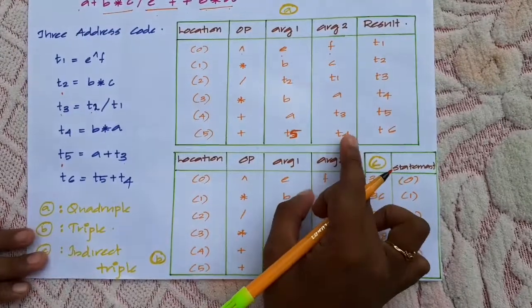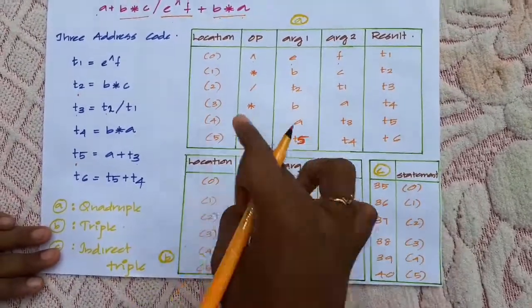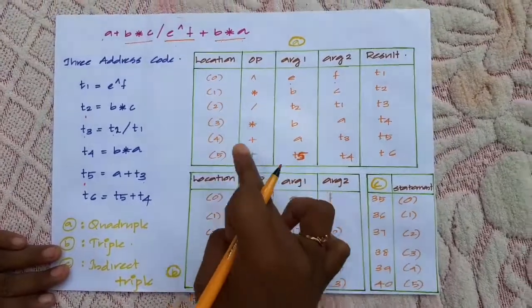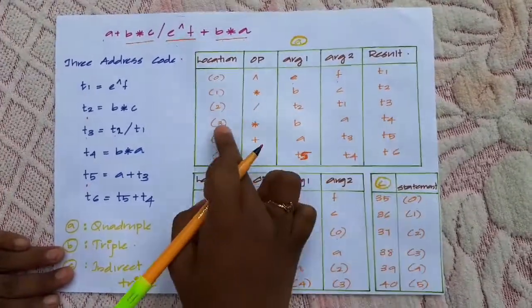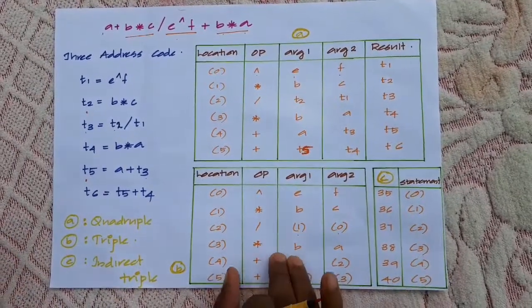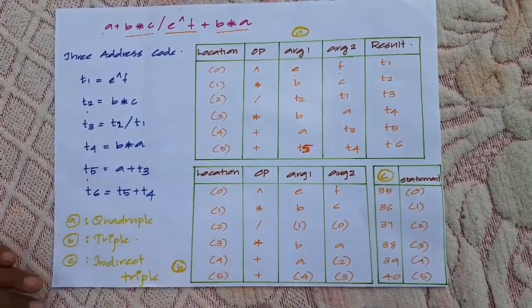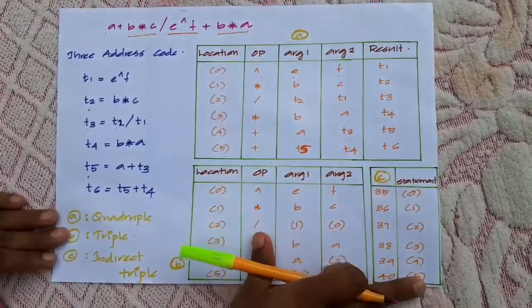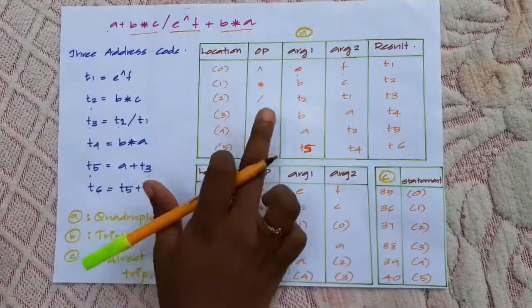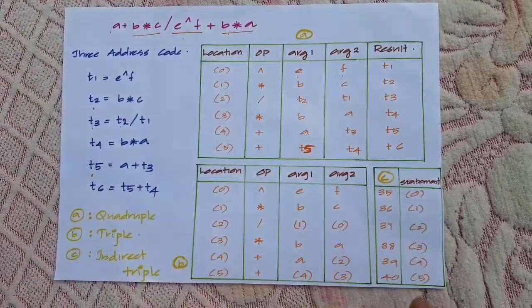Then T5 is in location 4 and T4 is in location 3, so 4 and 3 are written here. And that's all about the triple representation. In the case of indirect triple, we use the same locations and some numbers in that case. And that's all about quadruples, triples and indirect triples.